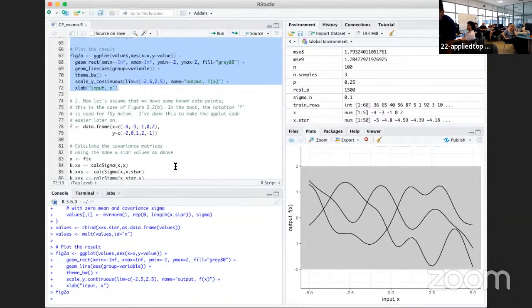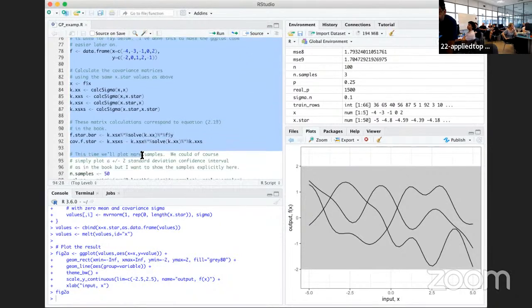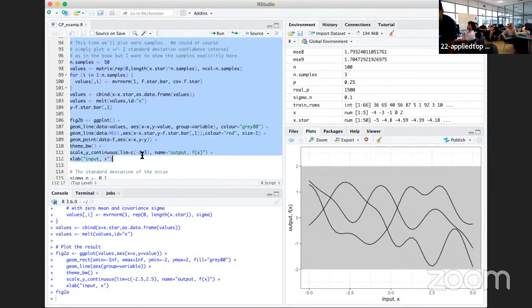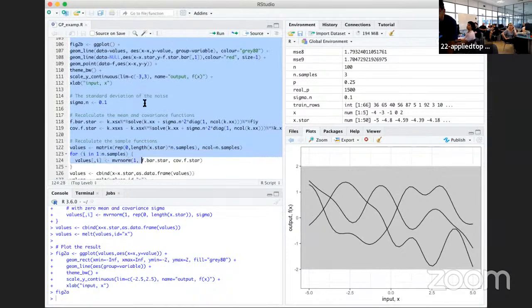Okay. So now let's. If you now see F stars, let's stop here.